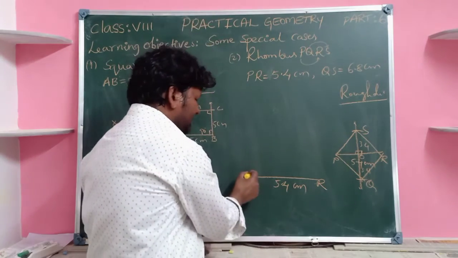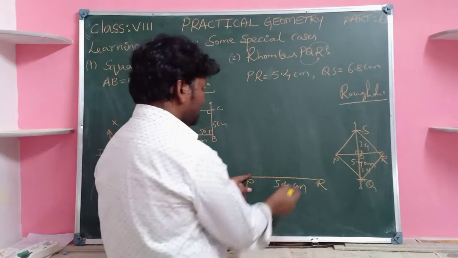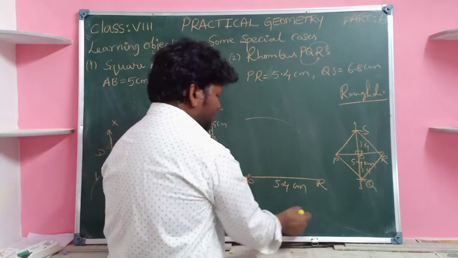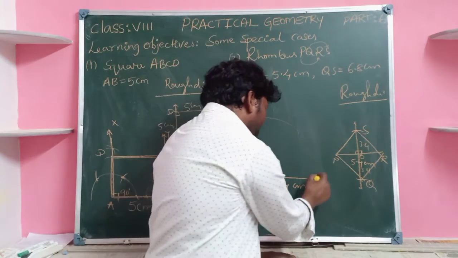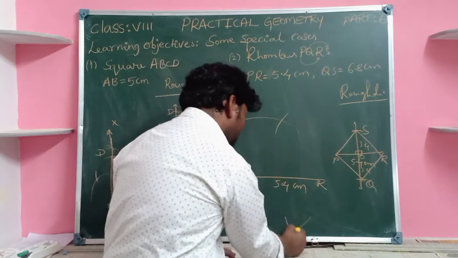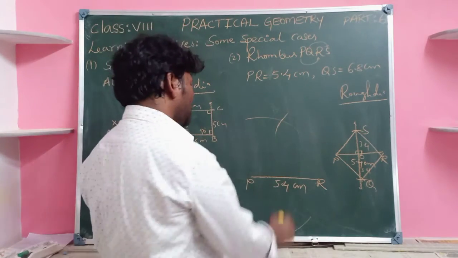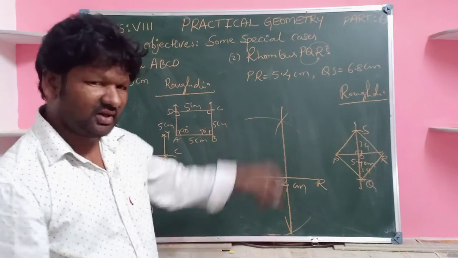Take P as a center with more than half of the length as a radius and draw arcs on either side. With the same radius, take R as a center and draw two more arcs. Then join these two intersecting points.